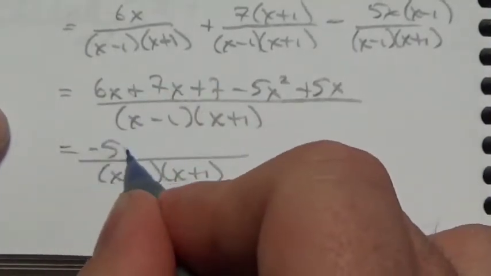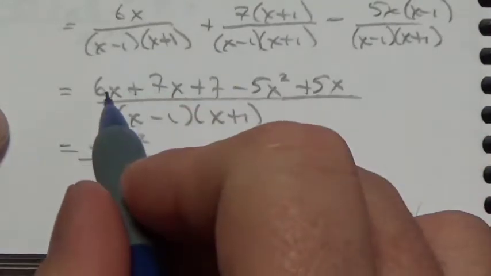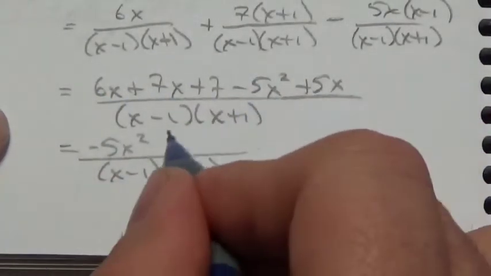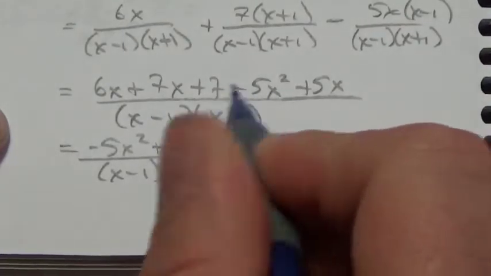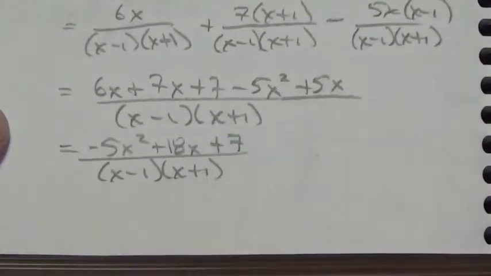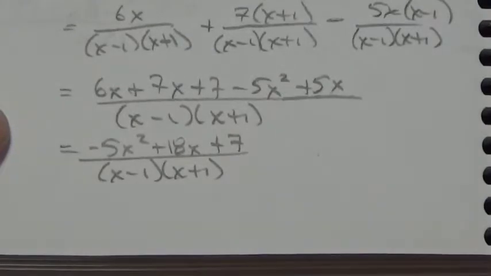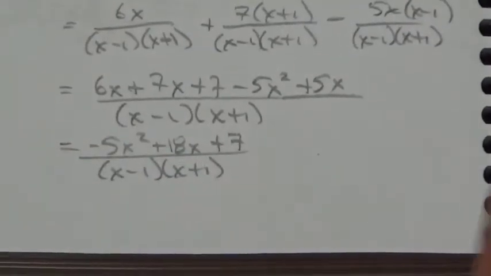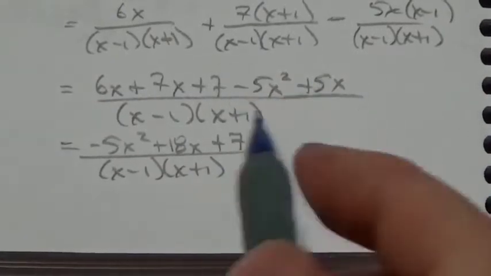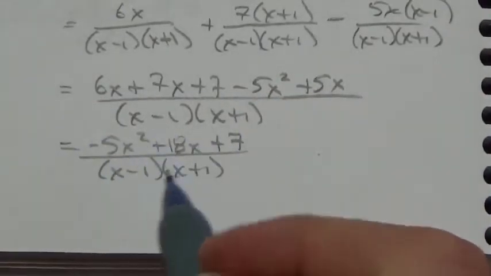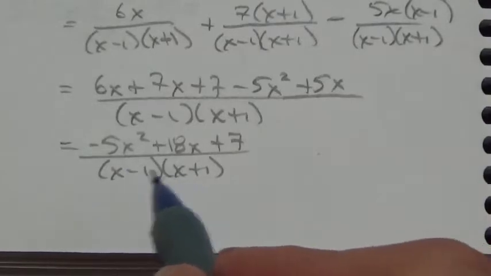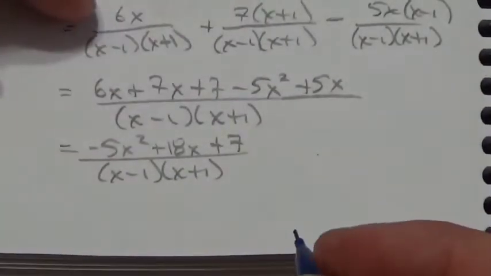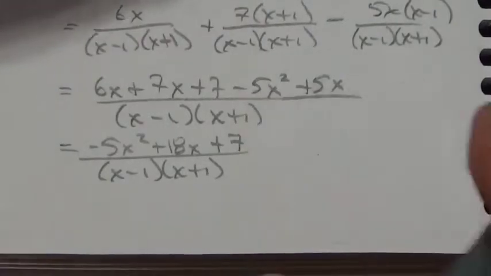I've got a negative 5x squared. I've got 6x plus 7x is going to be 13x plus 5x is plus 18x plus 7. Now, when I take a quick look at that, I'm not 100% sure I can factor that. I'd like to think that I could get an x minus 1, x plus 1 out of that to simplify it down. But I'm not sure that I can. So this is what I do, off to the side here.